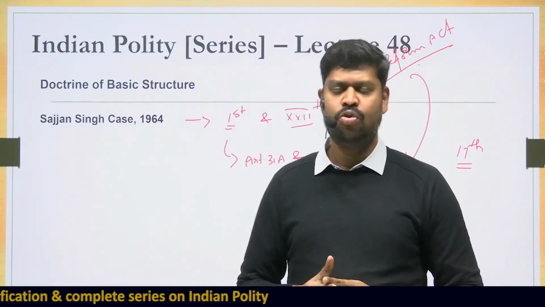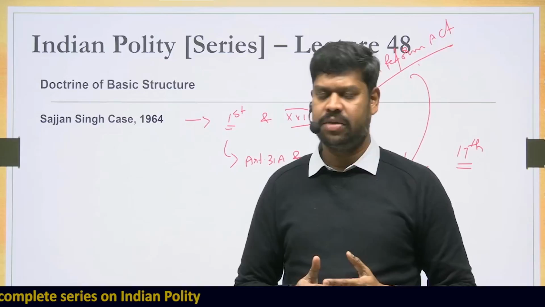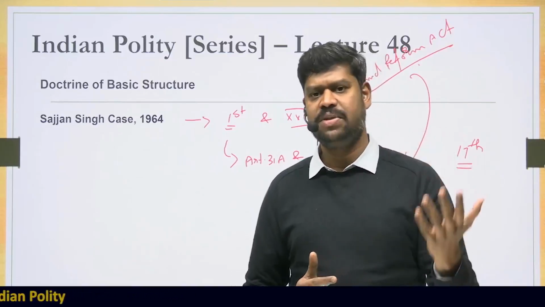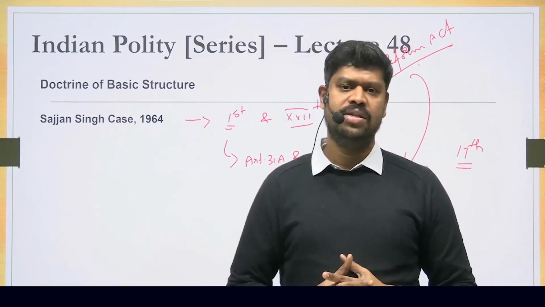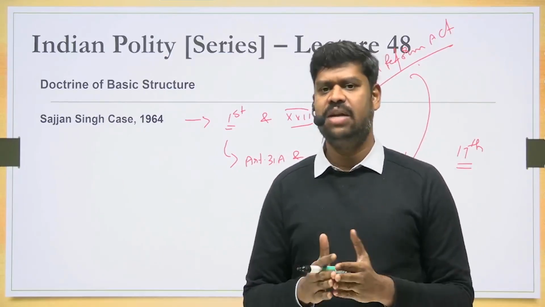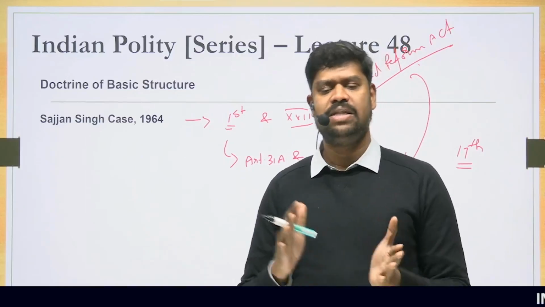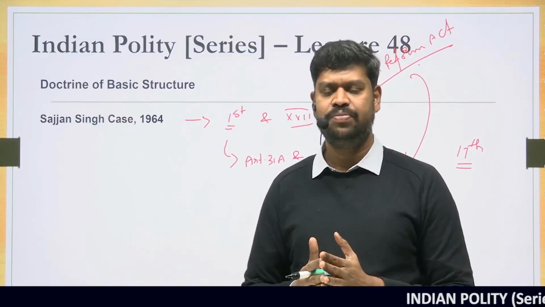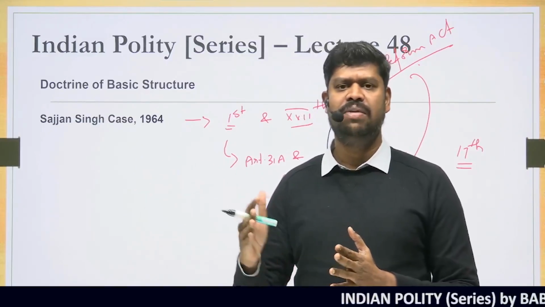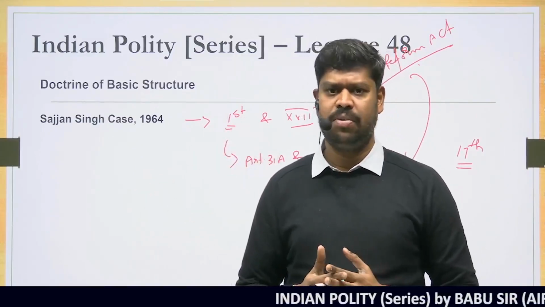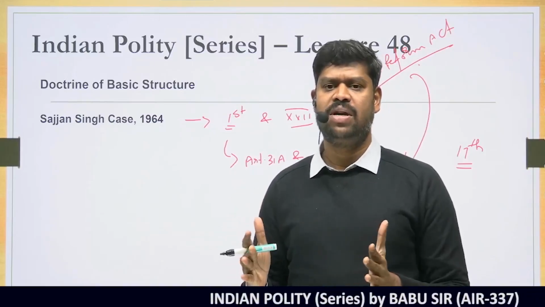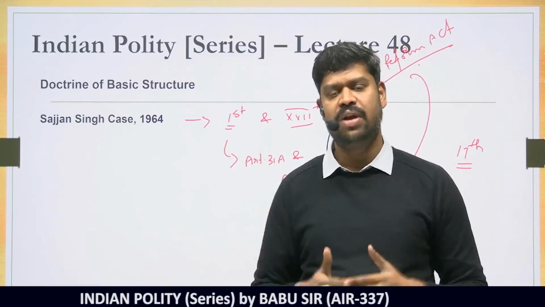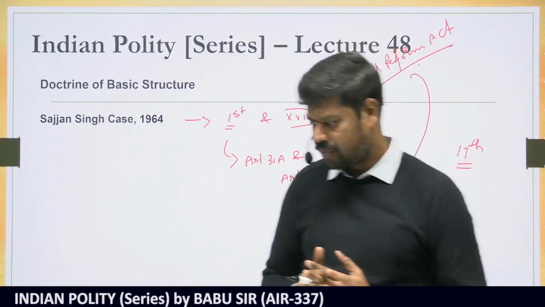Again, the Supreme Court ruled in favor of the state, and whatever judgment was given in the Shankari Prasad case was almost repeated in the Sajjan Singh case also, wherein they were convinced that the parliament has the power to amend the fundamental rights by using what is called a constituent power. In fact, they said that the parliament has no limit in terms of what they can amend. By using their constituent power under Article 368, they can amend any provisions in the constitution. In fact, they explicitly used the words unlimited powers for the parliament.